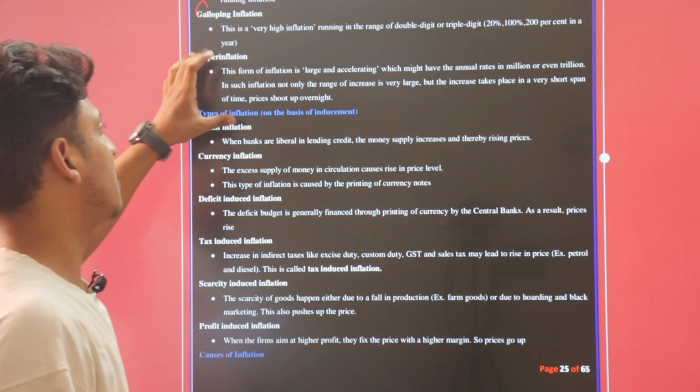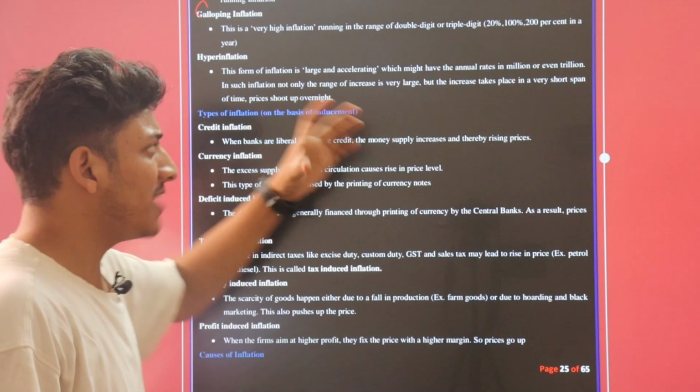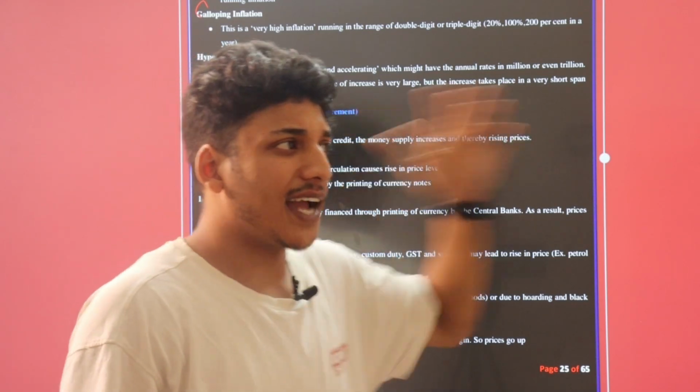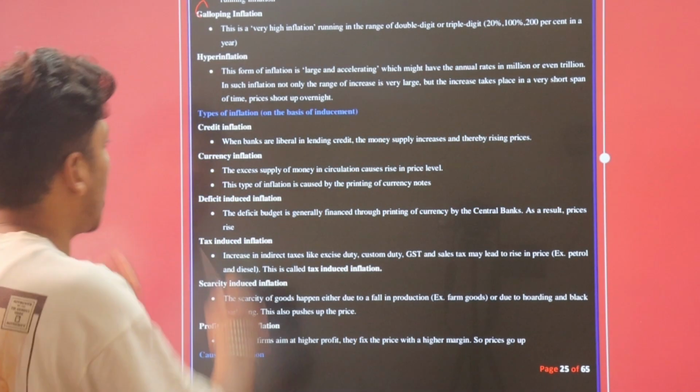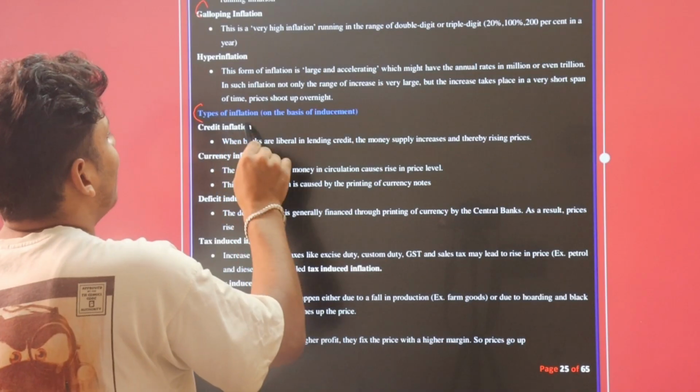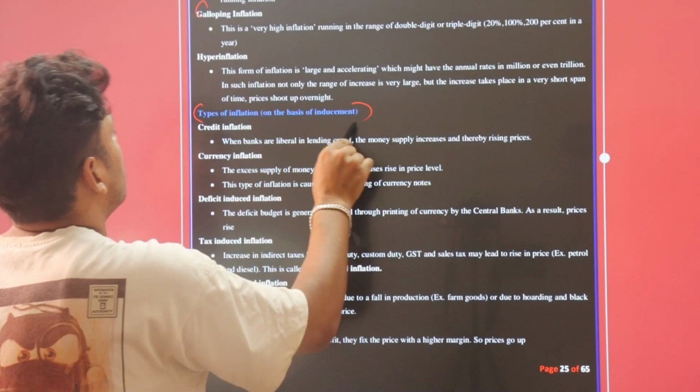Okay, hyperinflation, when your economy suffers losses of millions and trillions, that is hyperinflation. Okay, now we will learn about types of inflation on the basis of inducement.